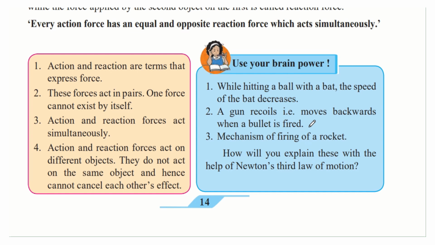As soon as the bullet is fired in the forward direction, the gun will recoil, that is, it will move backward. The mechanism of firing of a rocket. So when you launch a rocket into the air, there is a force created on the ground, and sometimes it also causes a depression in the surface of the ground. So these examples are best explained by Newton's third law of motion.